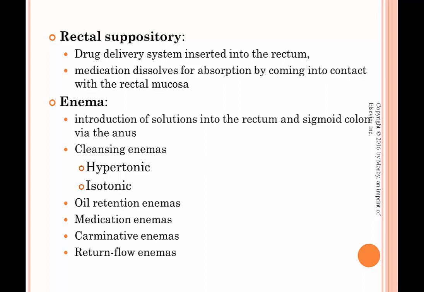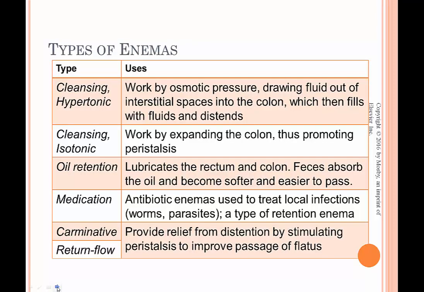There are several types of enemas. You can have a cleansing enema, and they can be hypertonic or isotonic. Oil retention, medication enemas, and return flow enemas remove gas that is trapped in the intestinal tract. We'll review proper enema technique when we are in class on Thursday. This is a chart of the different types of enemas and what they're used for.